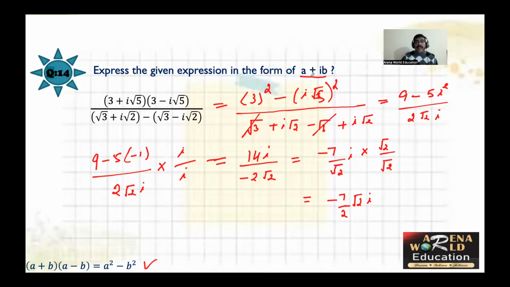But we want to write it in the form of a plus iota b, and here real part is 0. So what we can do, we can write it as 0 plus iota into minus 7 upon 2 root 2, right? So final answer is 0 plus iota into minus 7 upon 2 under root 2. So in this way, you can solve question number 14.